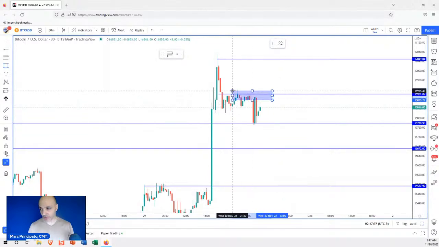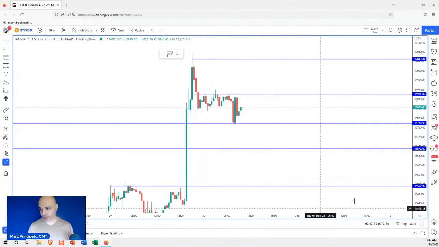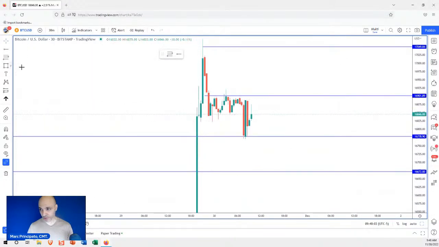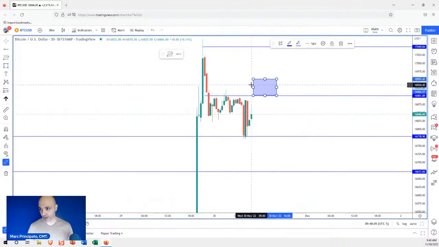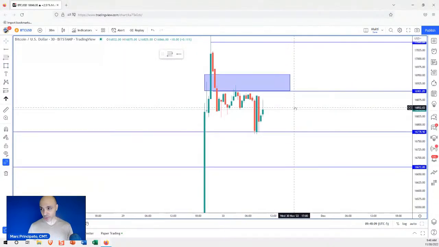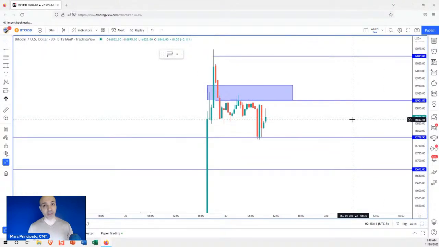So that's my resistance area, a possible area for short setups. This entire zone right here is a possible area for short setups. Again, as a day trader, I'm only after momentum. I'm not after home runs.